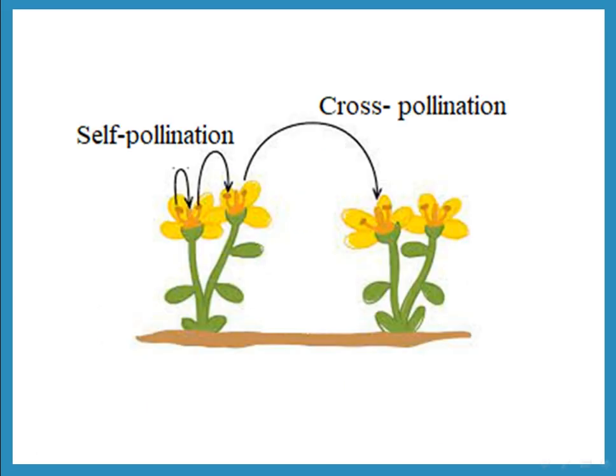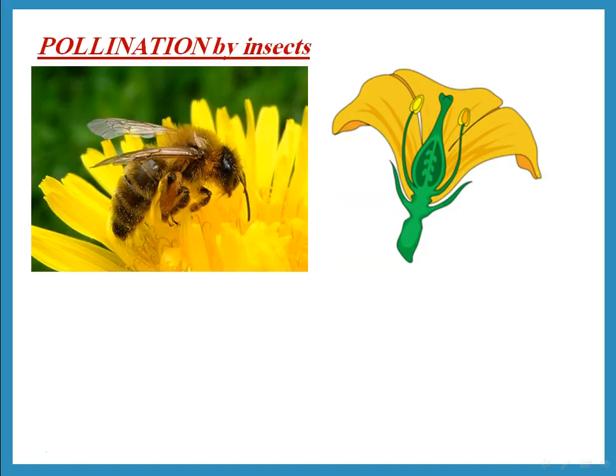The pollen grain can go from the anther of one flower to the stigma of the same flower, or to another flower on the same plant, and that is called self-pollination. So if the pollen grains of the flower go to its own stigma, or the stigma of a flower on the same plant, that is called self-pollination. But if the pollen grains of a flower go to the stigma of a flower on a different plant, of course it has to be the same species, then this is called cross-pollination.